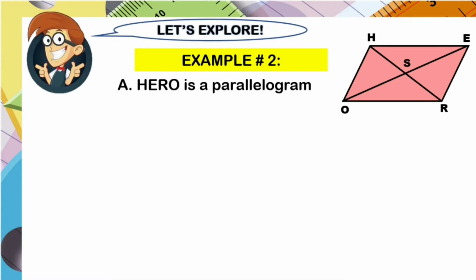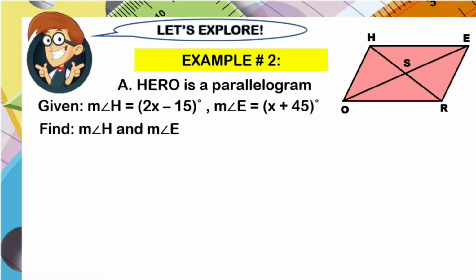Using the same figure, parallelogram HERO, if the measure of angle H is equal to 2x minus 15 degrees, and the measure of angle E is equal to x plus 45 degrees, find the measure of angle H and angle E. To solve for the measure of angle H and angle E, we must remember that angle H and angle E are consecutive angles, and in a parallelogram, consecutive angles are supplementary. Based on the given statement, measure of angle H plus measure of angle E is equal to 180 degrees.